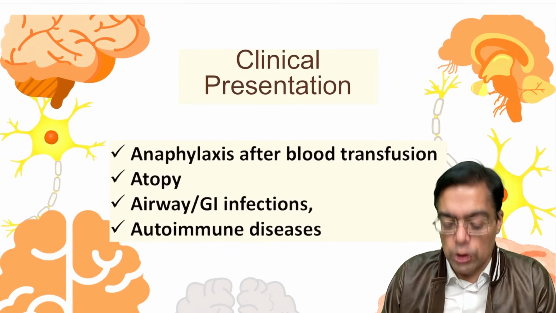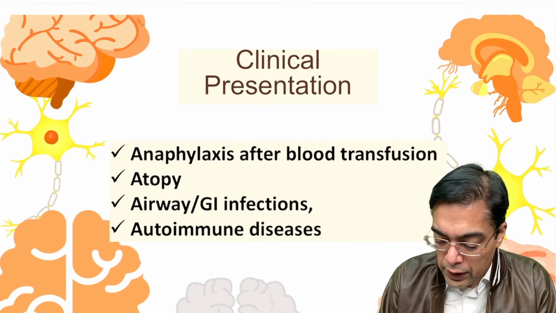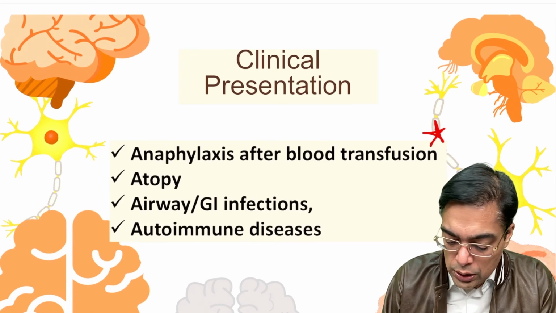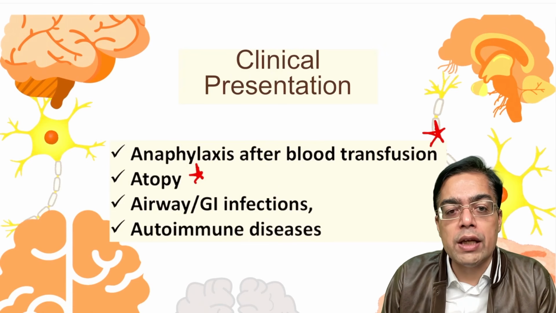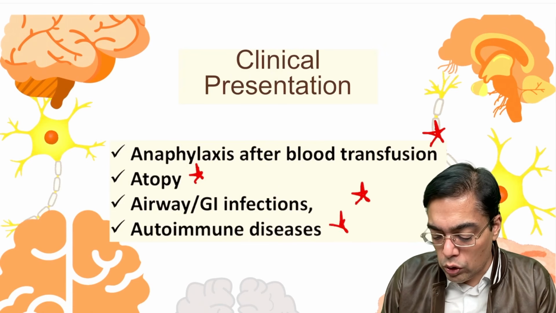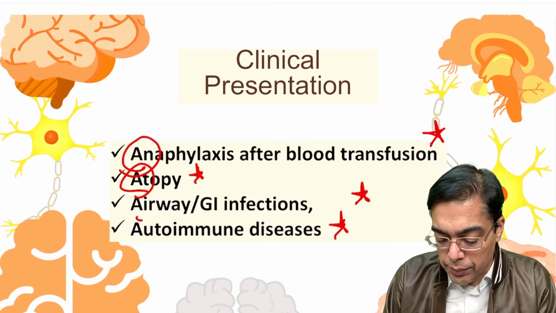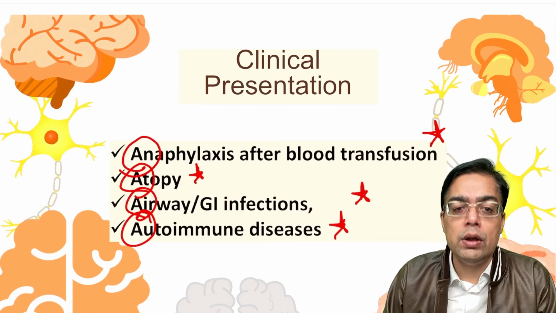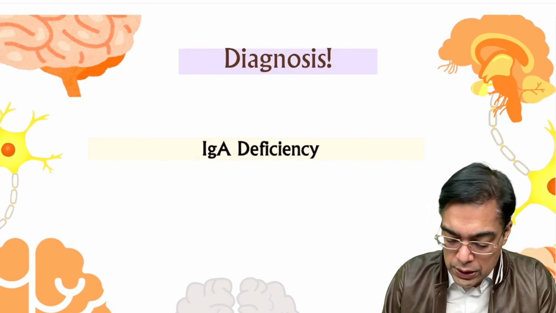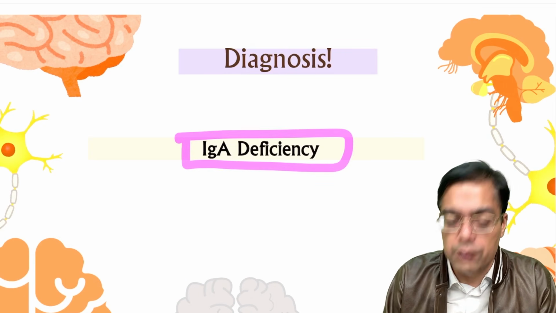The history makes a mention of a patient who is going to be having the presence of anaphylaxis after blood transfusion. The patient is having atopy, there are airway and GI infections, and there are autoimmune disorders. All of this is coming to your rescue for the exam question, and therefore we are thinking in terms of a condition that is going to be given the name of IgA deficiency.